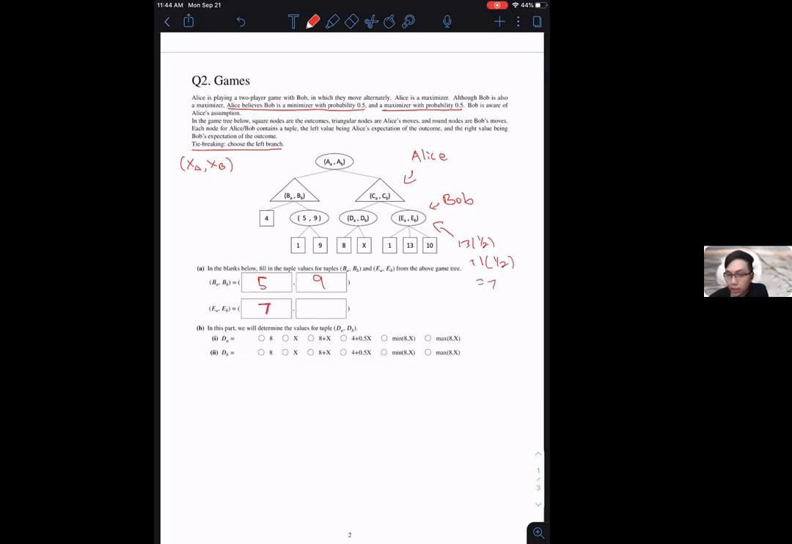So Alice believes that the value at this node is 7, whereas Bob is just going to choose the maximum. So Bob is just going to choose 13, which is the maximum leaf node. All right.